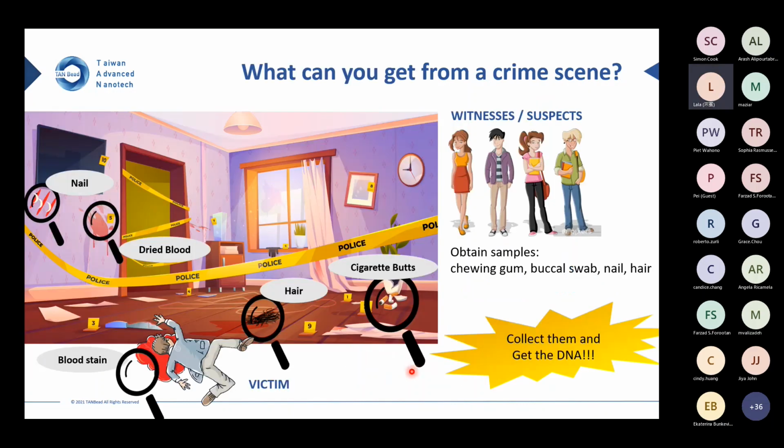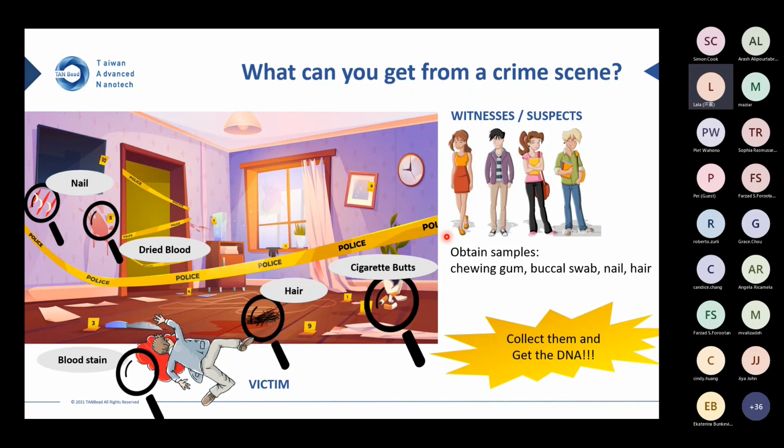For easier imagination, we're going to have a mock case. So, this is a crime scene. We have a victim and a few witnesses or suspects. The police would have a few questions to solve, probably when the crime was committed, how the crime was committed, who would be more likely to commit the crimes.